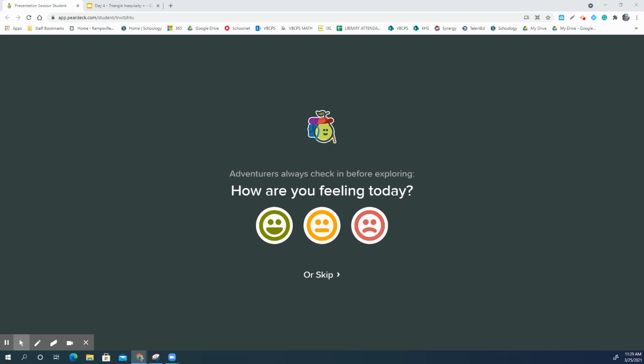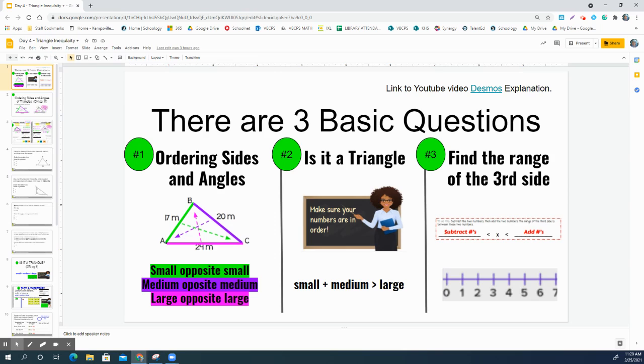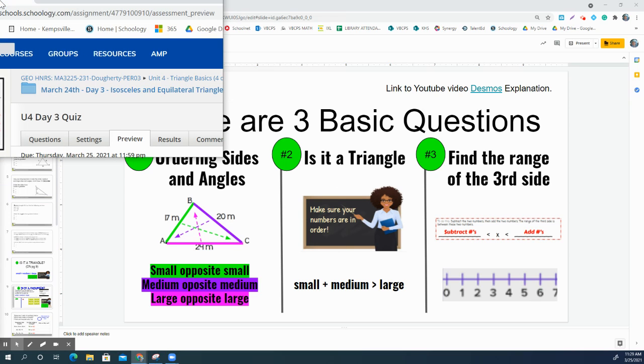Maybe. I can close that now. Let me look at preview. Come on, Schoology. There we go.